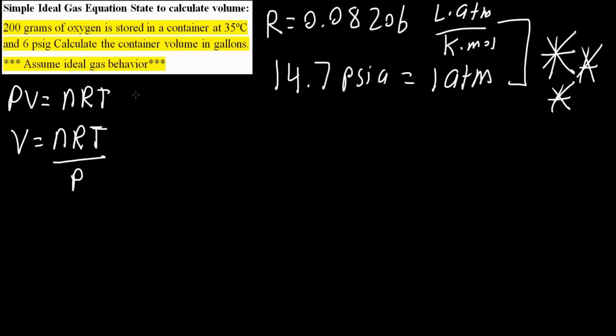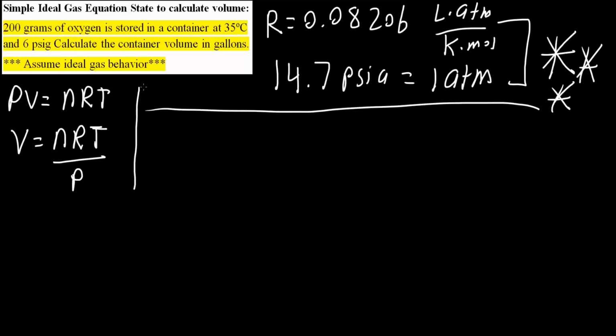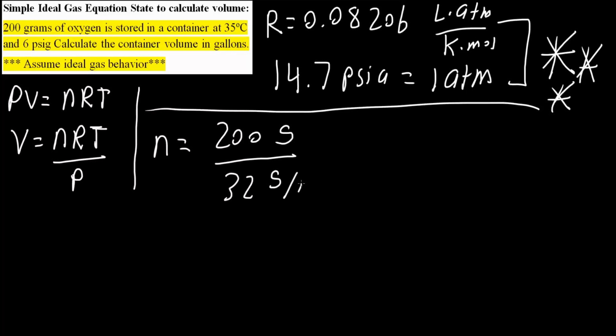And so the first thing that we could do is get n, the number of moles of gas. So we have 200 grams of oxygen, so n is equal to 200 grams. The molecular weight for plain oxygen, just O, is 16 grams per mole. But oxygen gas is diatomic, so it's times 2. So it is 32 grams per mole. This would allow us to cancel grams, so we would be left with moles. So we would get 6.25 moles.